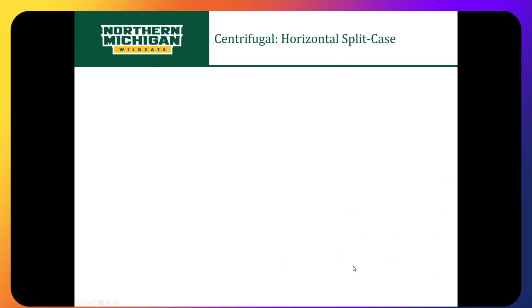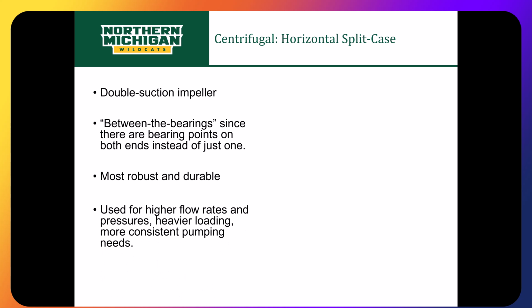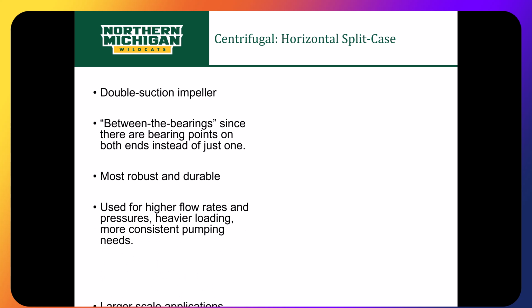For horizontal split case, these are also called double suction impellers. They're also called between the bearings, since there's two bearing plates on both sides. So these are not end suction. These are a little bit more like that inline. They're a lot more robust and durable, and they're used for much higher flow applications. So bigger industrial plants, larger scale commercial, that kind of stuff.